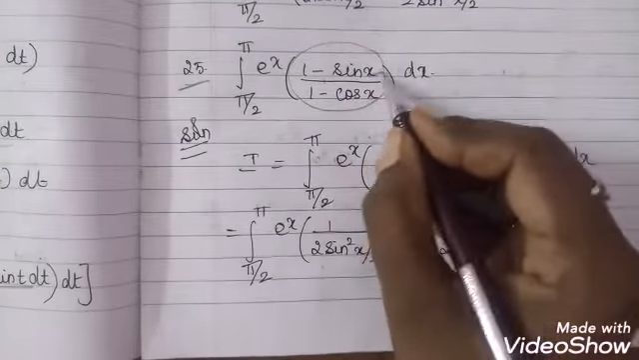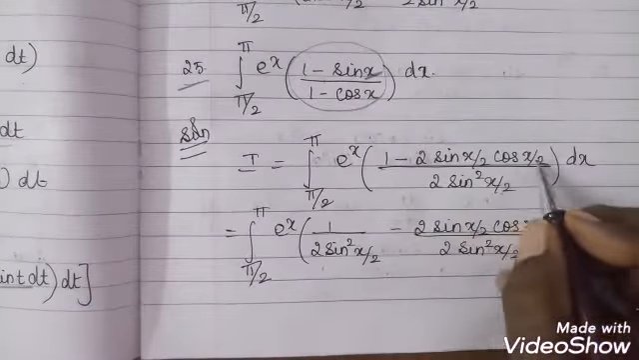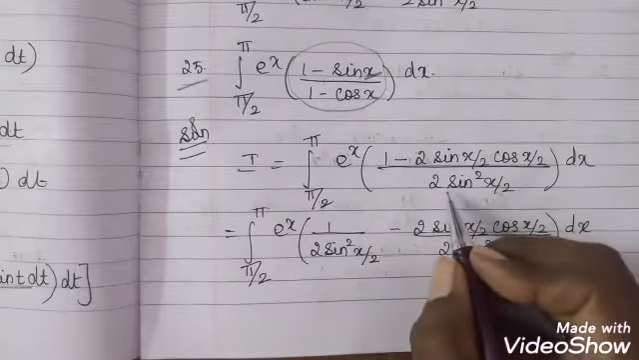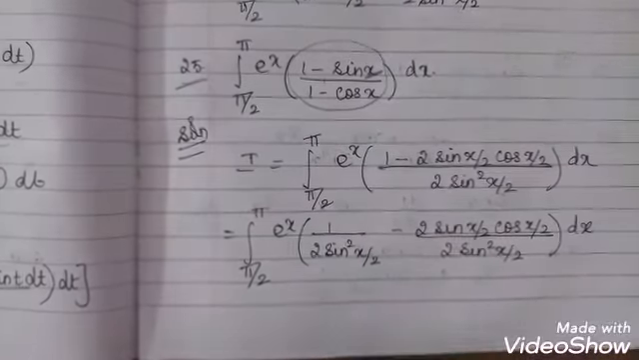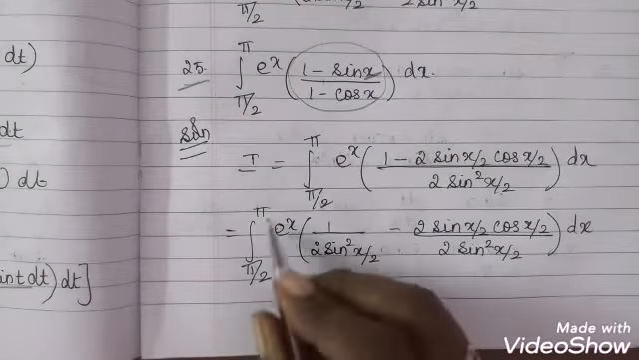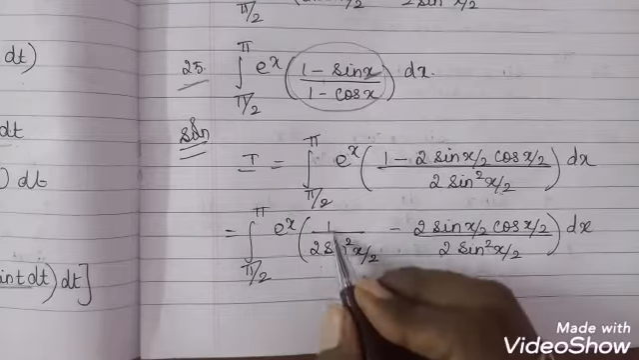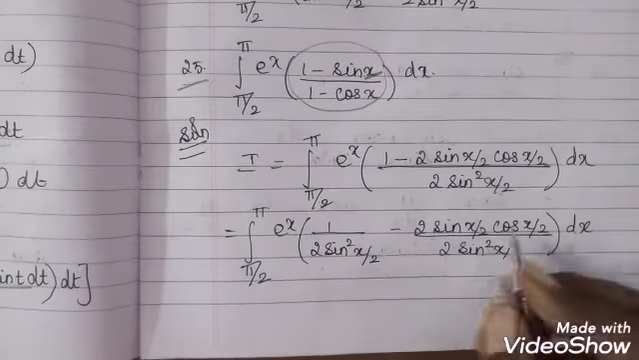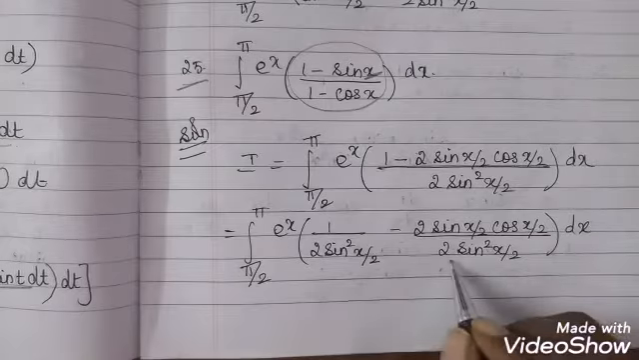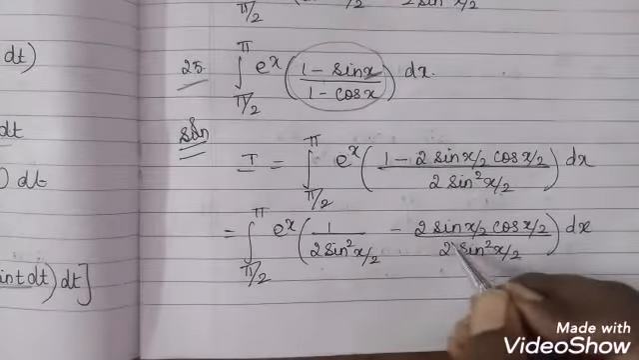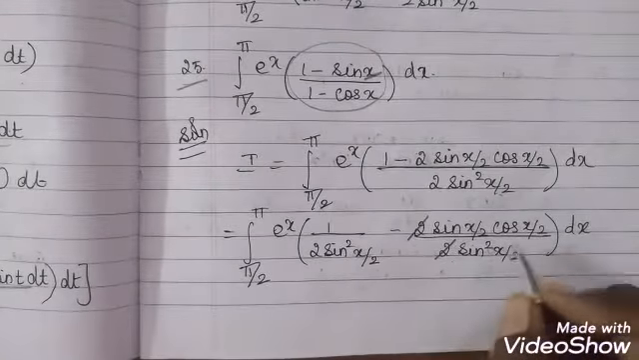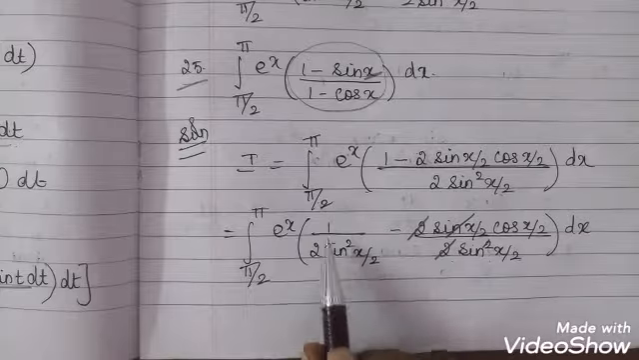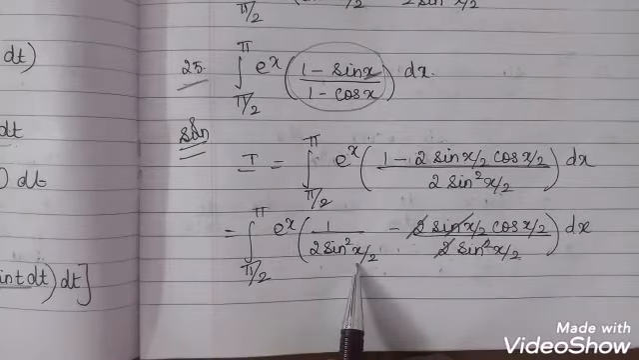1 minus, this can be written as what? 2 sin x by 2 cos x by 2 divided by 2 sin squared x by 2. Okay, so I'll just simplify it here. Pi by 2 to pi e power x into 1 by 2 sin squared x by 2 minus 2 sin x by 2 cos x by 2 divided by 2 sin squared x by 2. So here if you see, it gets cancelled. So you're left with 1 by 2 into cosecant squared x by 2.